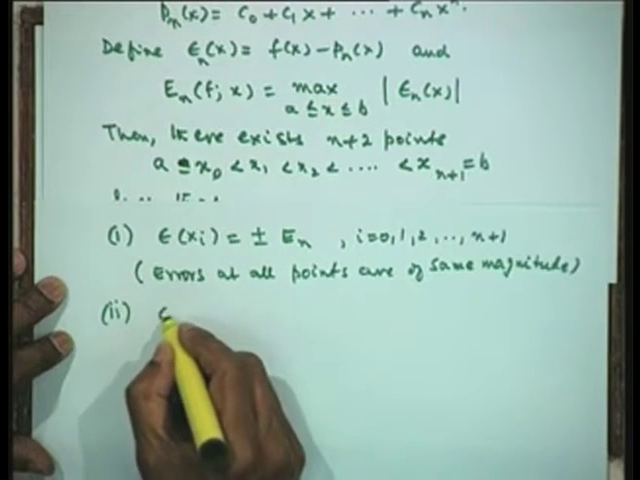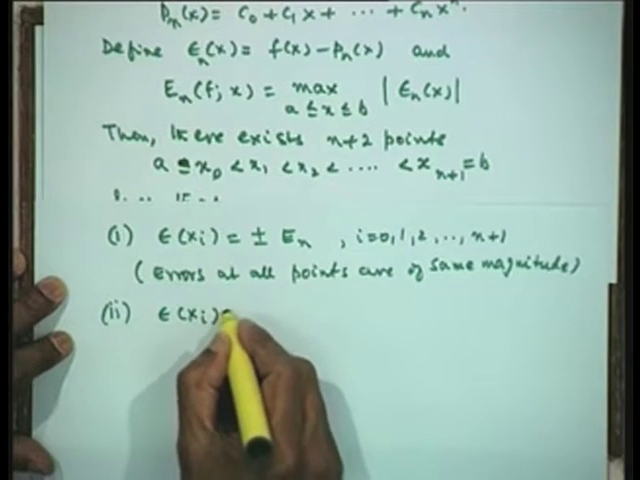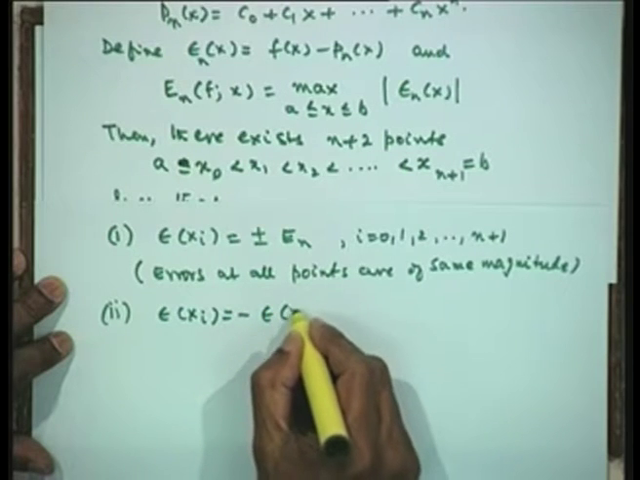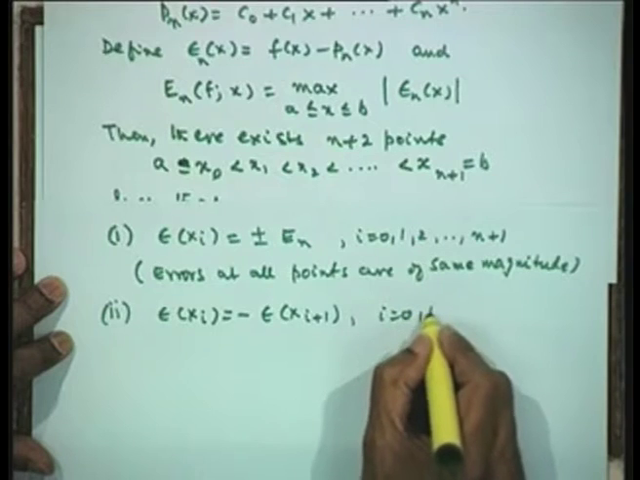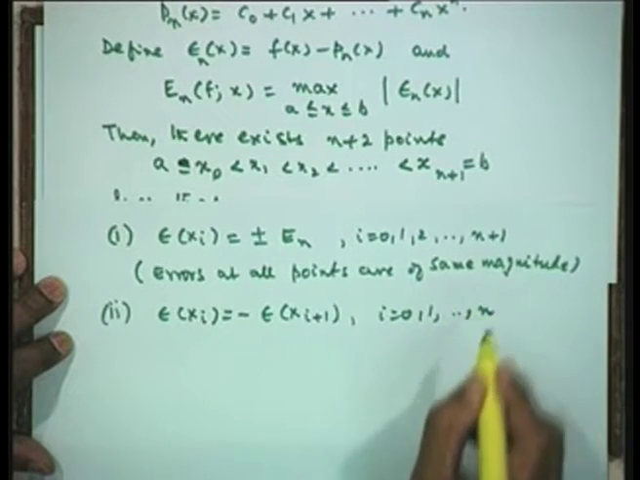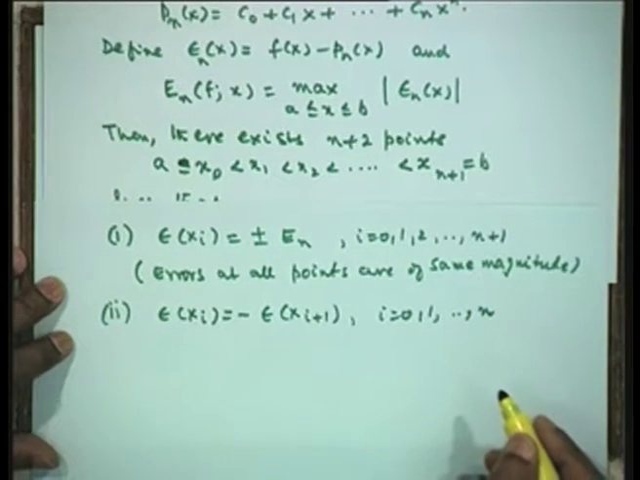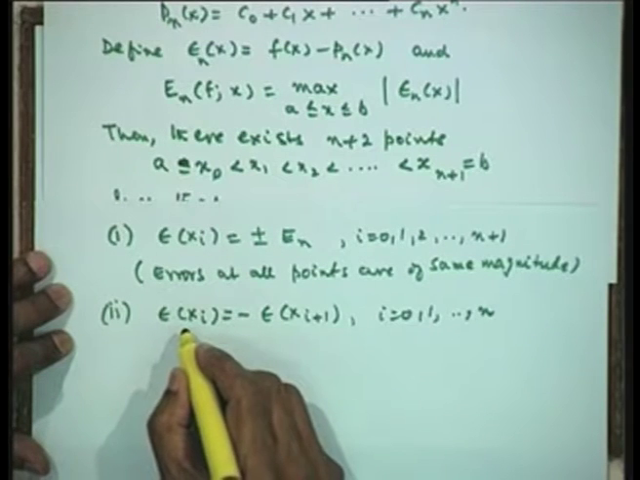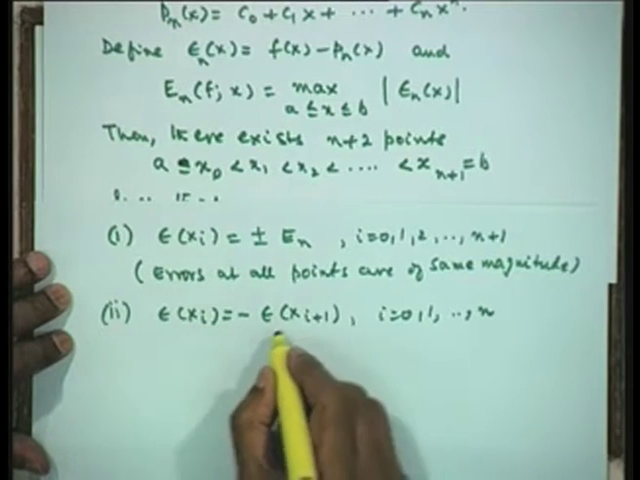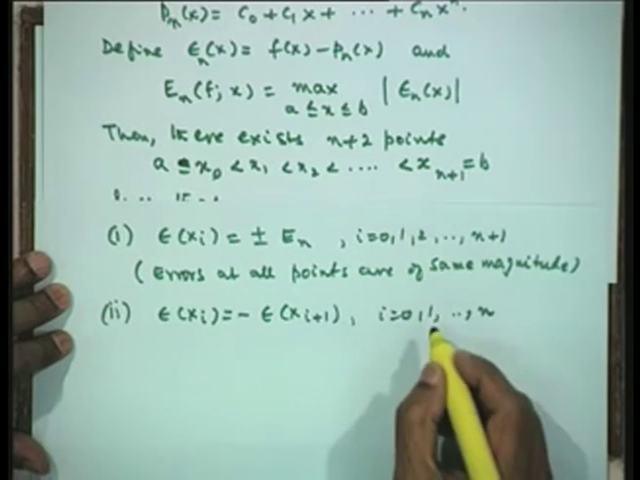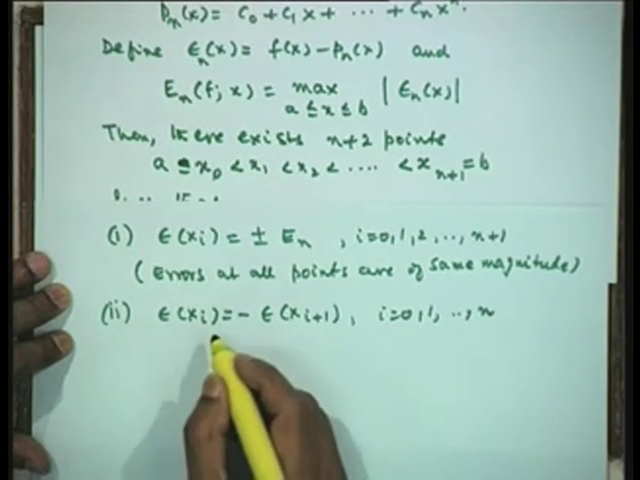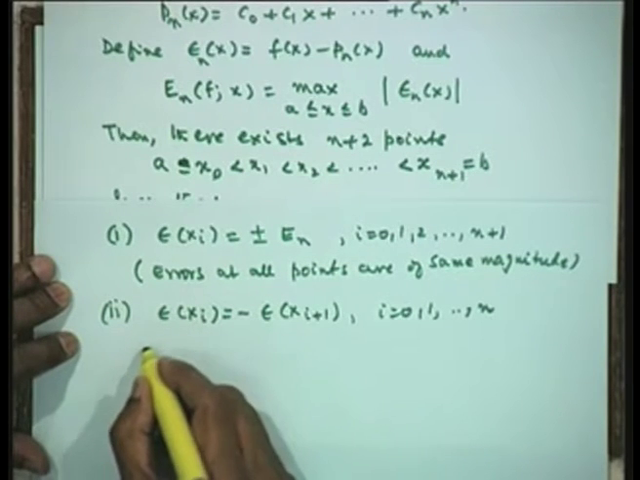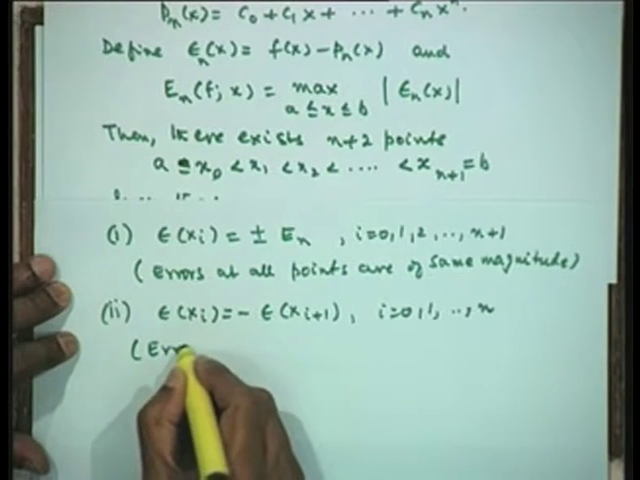Secondly, error at x i is equal to minus error at x i plus 1, starting from i is equal to 0, 1, so on to n. Epsilon at x 0 is equal to minus epsilon at x 1, and lastly error at x n is equal to minus error at x n plus 1, and this states that the errors alternate in sign.